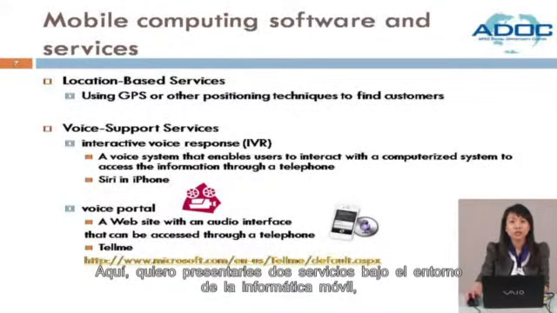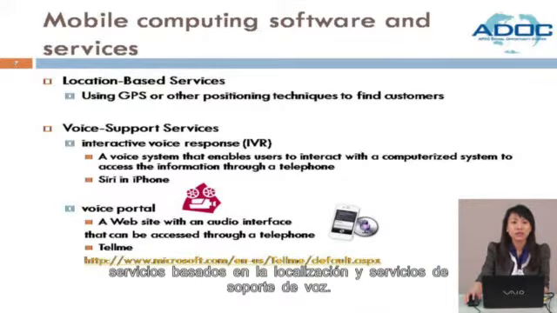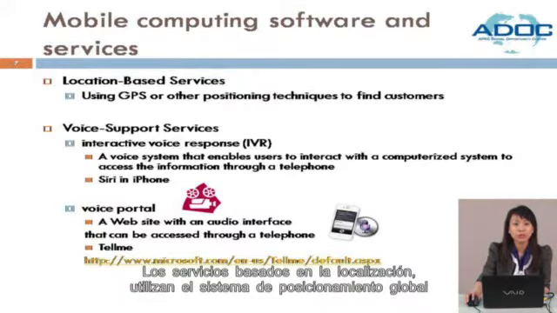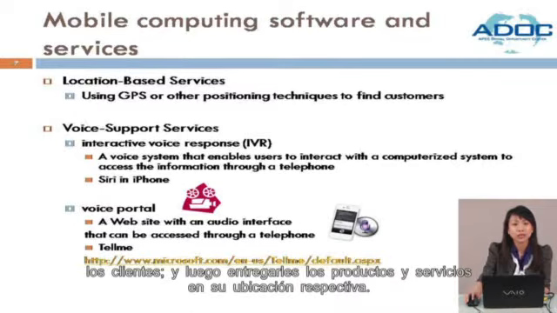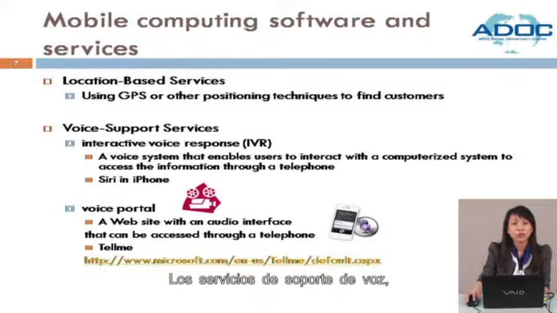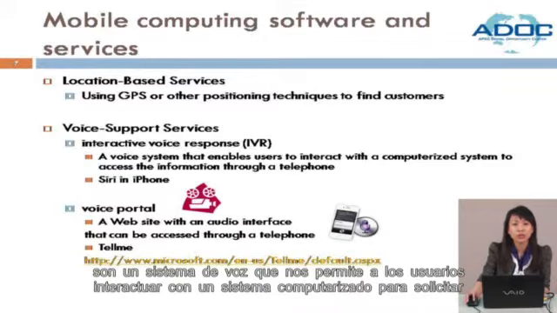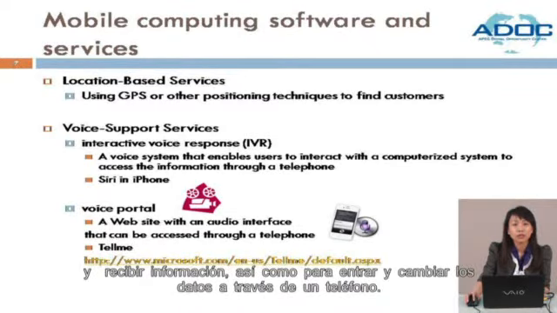Here, I want to introduce two services in mobile computing environments: location-based service and voice support service. The location-based services use global positioning system or other positioning techniques to find where customers and clients are located, and then deliver products and services to them at the location. Voice support service is a voice system that enables users to interact with a computerized system to request and receive information, and to enter and change data through a telephone.